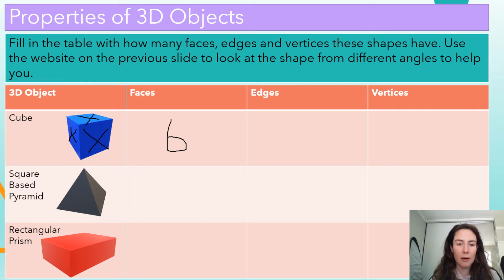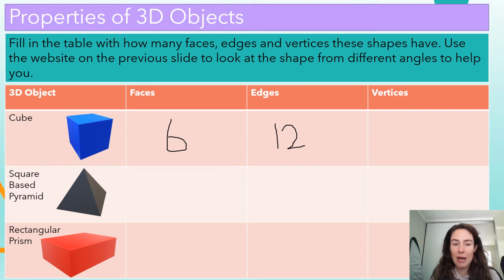Edges are the lines on the sides. So edges are sometimes a bit trickier to count, and so that's why it will be good for you to have a look at the website. But you want to count the edges: 1, 2, 3, 4, 5, 6, 7, 8, 9, 10, 11, 12. And if you had something at home, like a Rubik's Cube or a dice, you might use that to help you count the edges as well, because if we were in the classroom, we would be using our shapes to hold and count them. So it is hard when we're doing it on a computer.